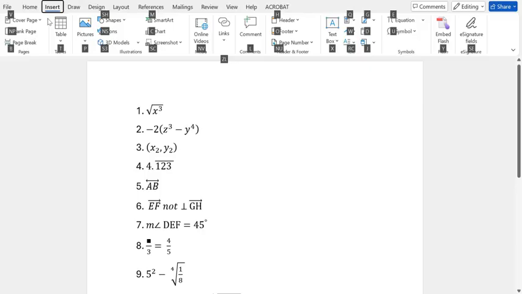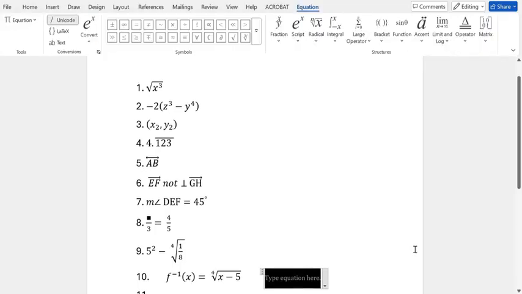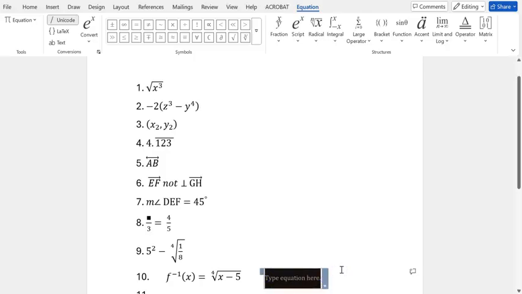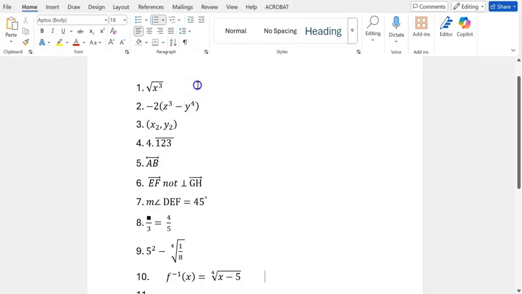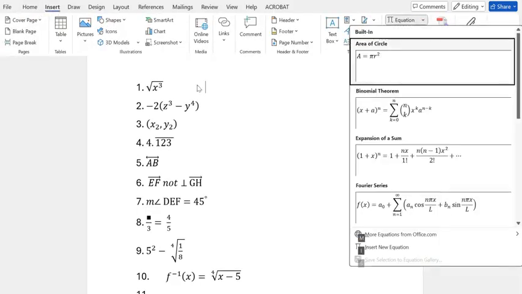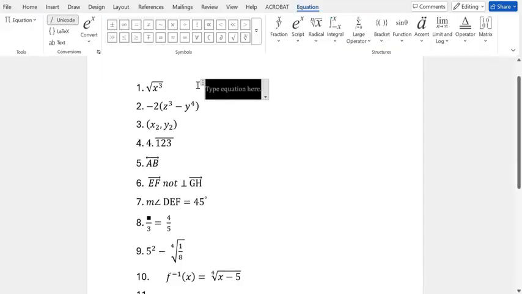Okay, and now I need to do an E for equation. And I'm going to do I for new equation. It was not in the right place, so I'm going to go to the right place and try that again. Alt N for insert, E for equation, I for new equation.